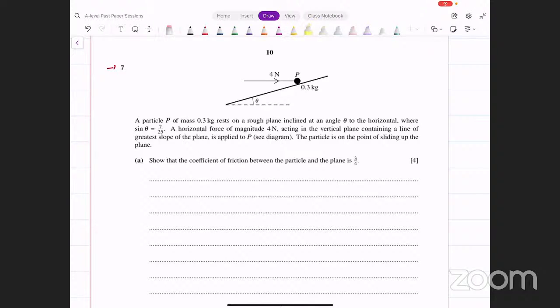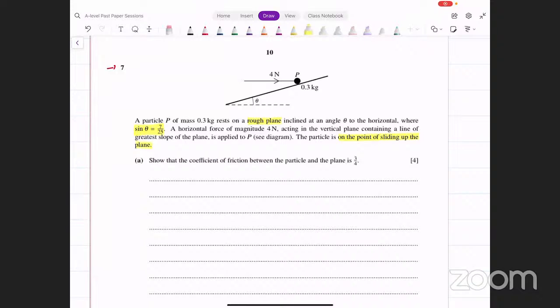अच्छा, sin theta की value उसने दे दिया हमें. It's a rough plane. Keep that in mind. Mass 0.3 kilograms. वो आपको figure पे भी नजर आ रहा है. A horizontal force of magnitude 4 Newton, वो भी figure पे नजर आ रहा है. It's acting in the vertical plane. So you can see all of that there. The particle is on the point of slipping up the plane. Okay, on the point of sliding up the plane.